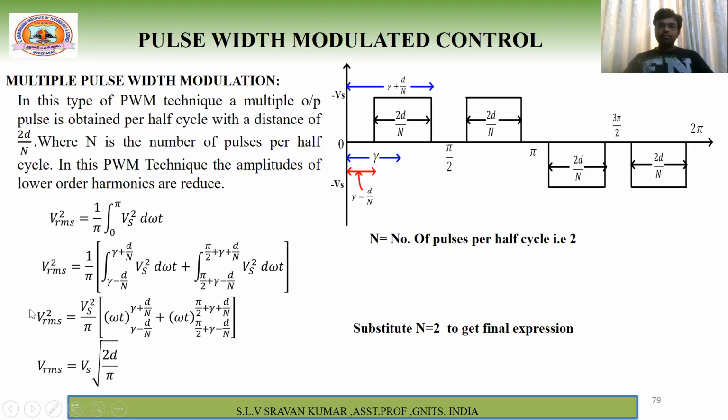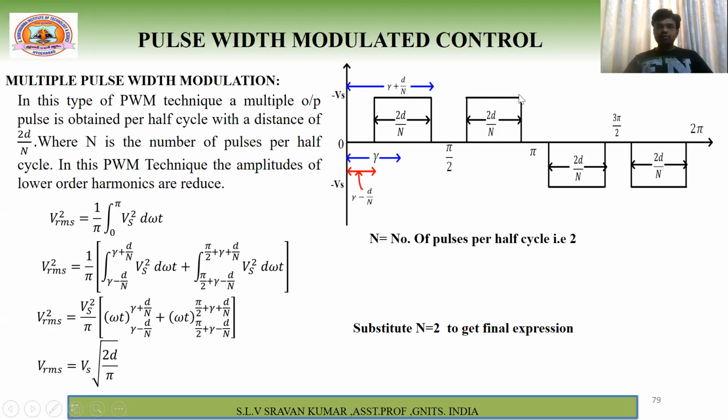Now we'll derive the RMS output voltage equation. What is the RMS output voltage? Vrms squared is equal to 1 by pi integral 0 to pi Vs squared d omega t. For RMS, the half cycle is sufficient, right? So now Vrms squared is equal to 1 by pi. What are the first pulse limits? Gamma minus d by n to gamma plus d by n, Vs squared d omega t, plus the second pulse. What is the second pulse duration? I already discussed this point: pi by 2 plus gamma minus d by n.